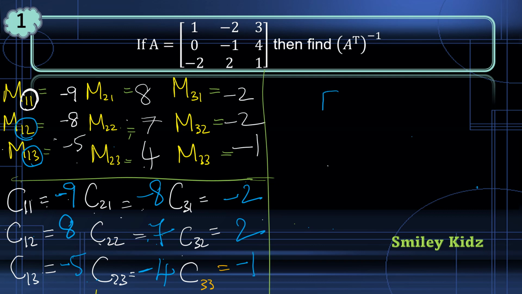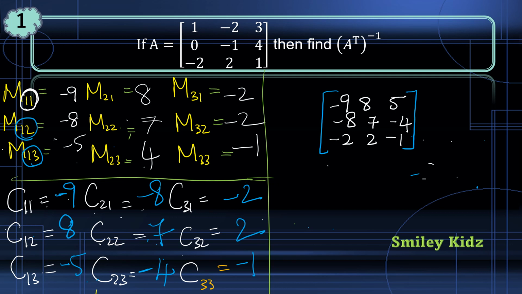Now let's create the cofactor matrix over here. What is that? Minus 9, 8, minus 5, minus 8, 7, minus 4, minus 2, 2, minus 1. Well, this right over here is minus 5, not 5. Have a look at this. Yes? So now this is the cofactor matrix.